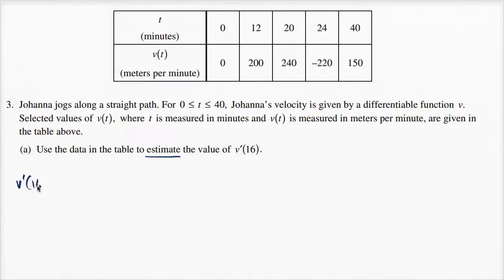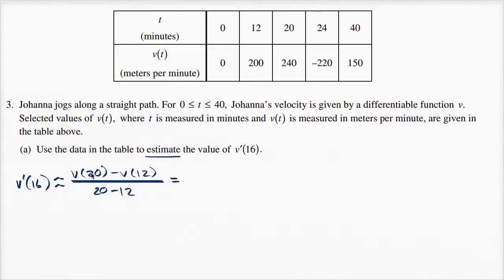We can estimate v′(16) by thinking about our change in velocity over our change in time around 16. They don't give us v(16), but they give us v(12) and v(20). So let's figure out our rate of change between t = 12 and t = 20. Our change in velocity is v(20) minus v(12), and our change in time is 20 minus 12.